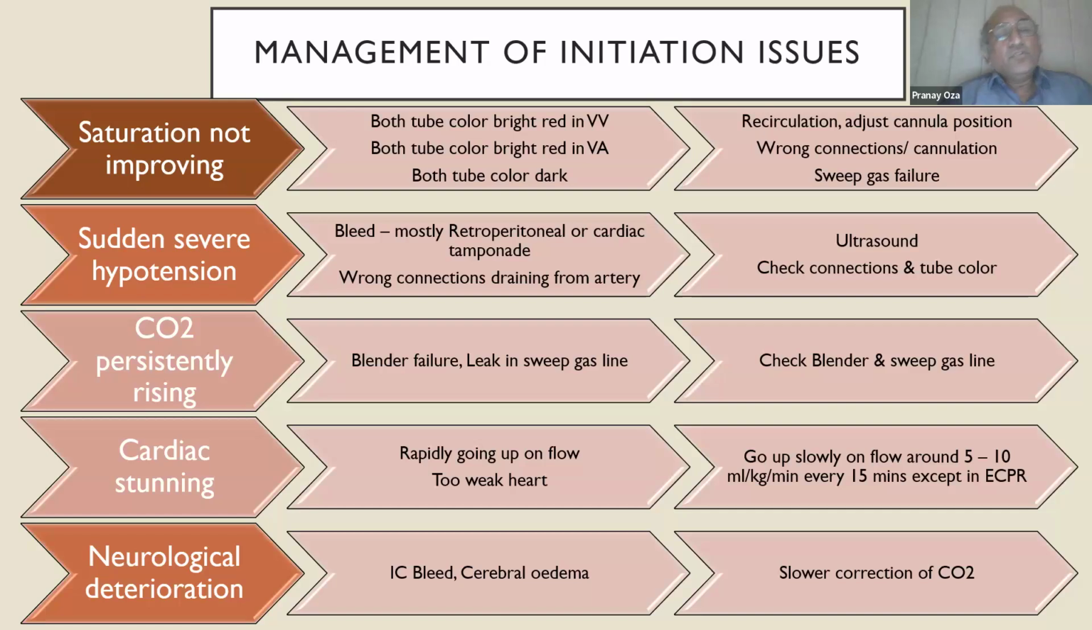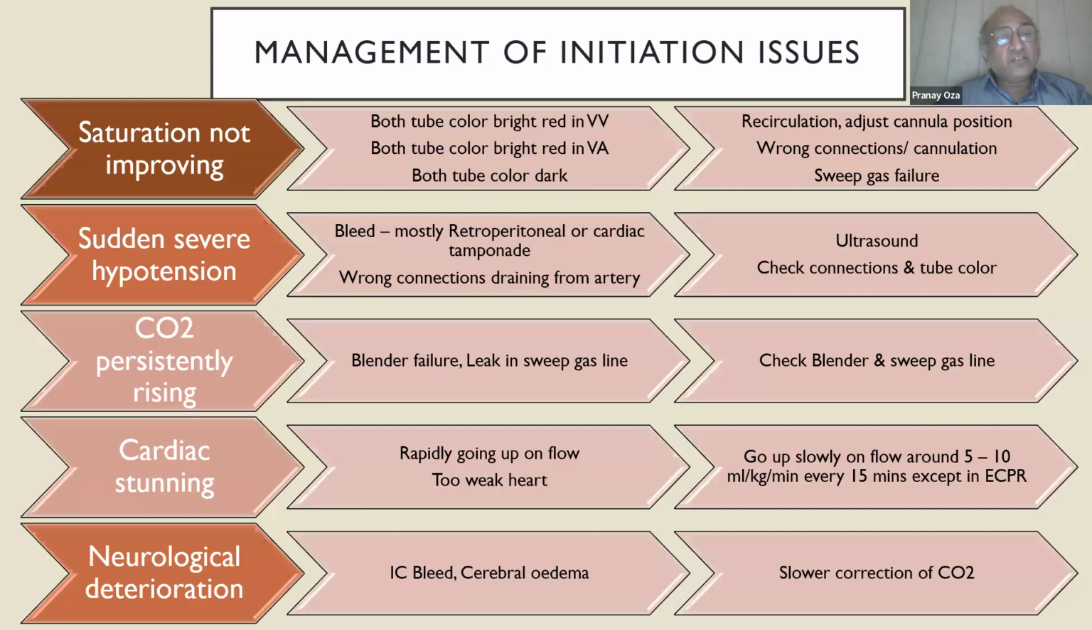The third problem you see is the CO2 is persistently rising. Okay. Again, the CO2 should not rise. If it is rising, that means there's something wrong with your blender or there's a leak somewhere in the sweep gas line. So even if you kept the sweep gas at 4 liters, it is not going 4 liters because there's a leak somewhere. So it is actually going 2 liters or 1 liter only, and that's why the CO2 is rising.